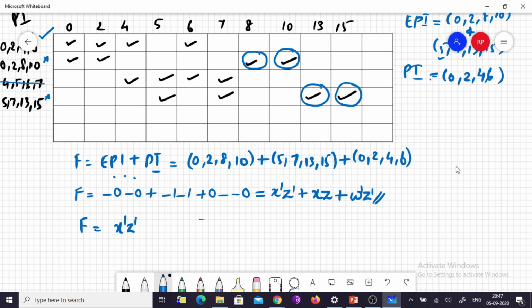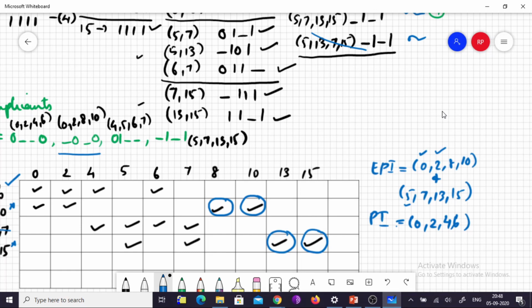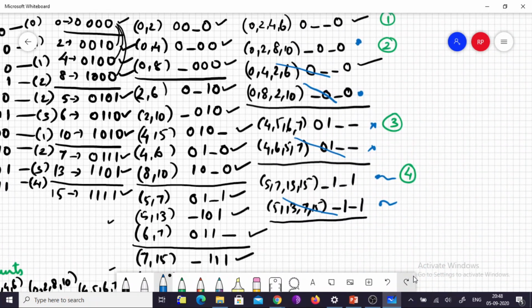plus xz plus w dash z dash. So your answers might vary. If suppose instead of selecting 0, 2, 4 and 6 as the prime implicant, you can prefer 4, 5, 6, 7 if it satisfies your answer. In a similar fashion, we could have taken these groups 5, 13, 7 and 15 instead of 5, 7, 13 and 15. But since they produce the same results, we have just discarded one and taken again.